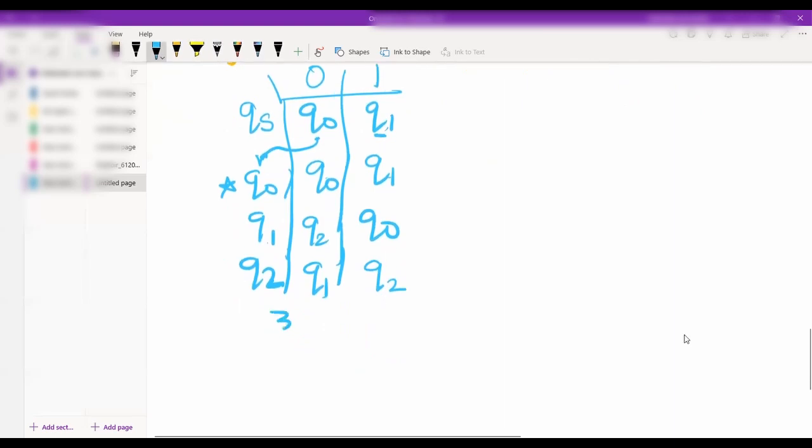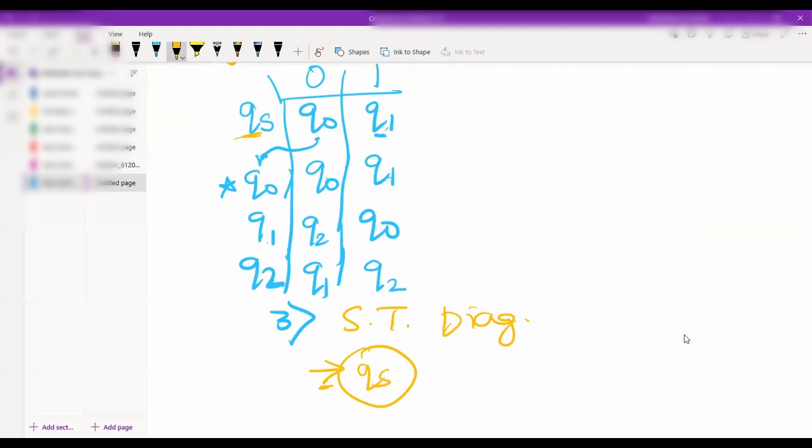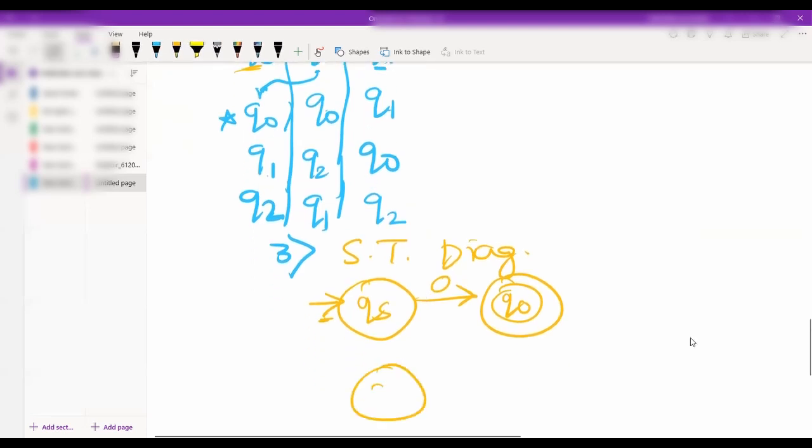Now the next step in the TCS method is that we have to draw the state transition diagram. So what is the method of drawing the state transition diagram? We first have to draw the initial state. The initial state here is the QS state. So we write the QS state in a circle and mark the initial state by an arrow. Now QS on 0 goes to Q0, where Q0 itself is the final state, so I will mark that by a double circle. What is the connection between QS and Q0? QS on 0 is going to Q0, so I will mark 0 on the arrow. QS on 1 goes to Q1, so I will mark one more state that is called Q1.